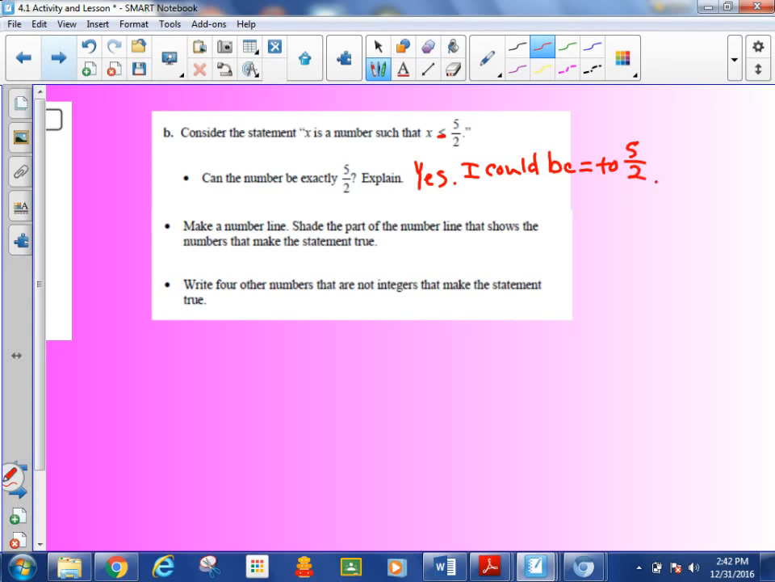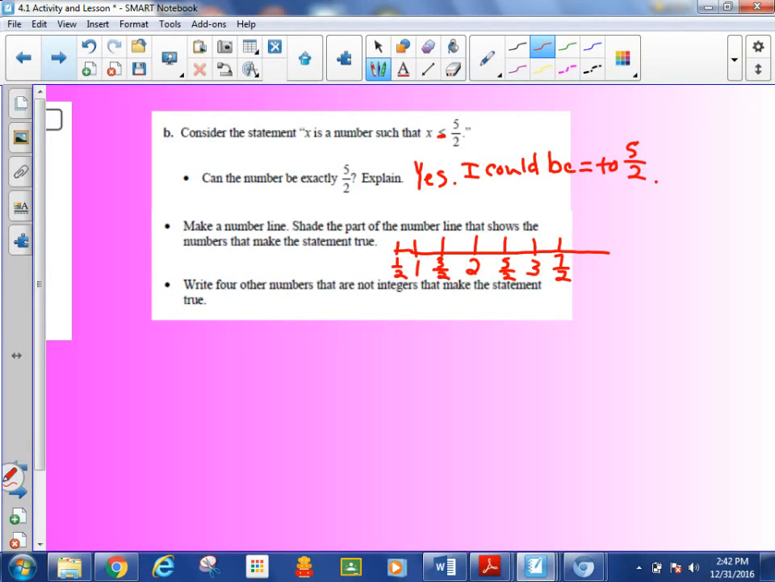Make a number line and shade the part of the number line that shows the numbers that make the statement true. So number line. And I'm just going to put 5/2 here. And we could do 6/2, which is the same as 3. And we could do 4/2 on this side, which is the same as 2. Maybe 3/2. 2/2 is the same as 1. We could do a half. Okay, and then we could do 7/2. And you wouldn't have to use halves, those are just the ones I chose.